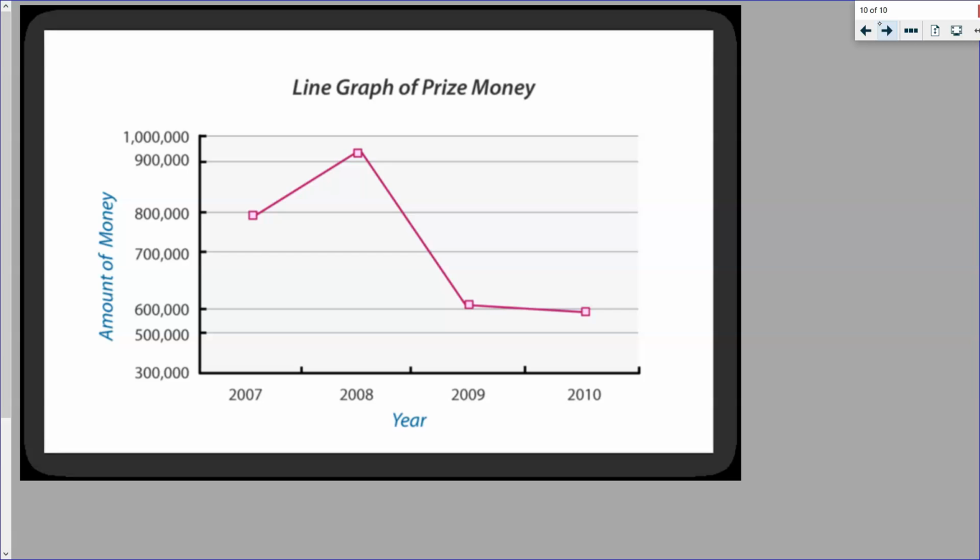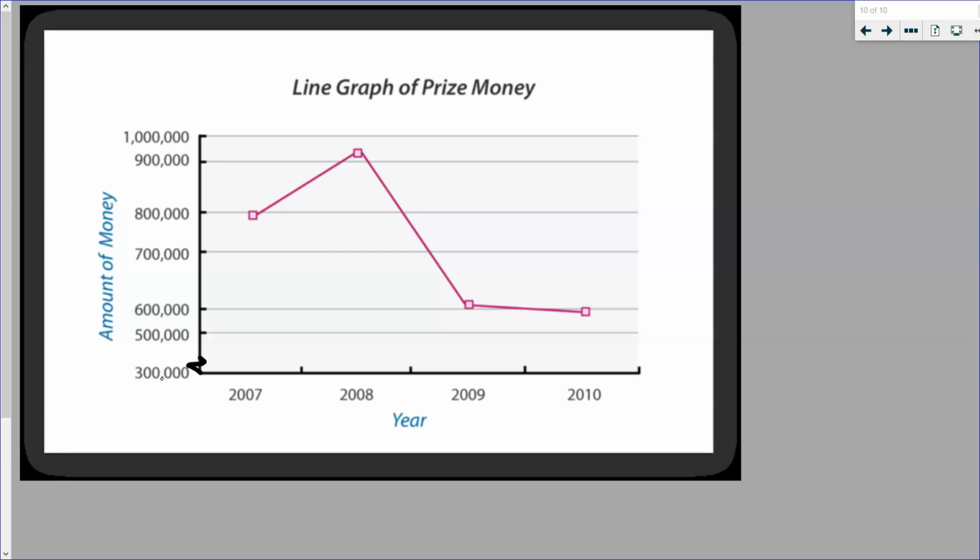Okay, and here's a line graph of prize money. There's a couple things wrong here. Hopefully you see the first one right away. Okay, first of all, it doesn't start at 0. So we're talking about amount of money here, so that is kind of important. However, you can always put that squiggly line in here as a break if you're going to start this way. So that would make the difference on this one.